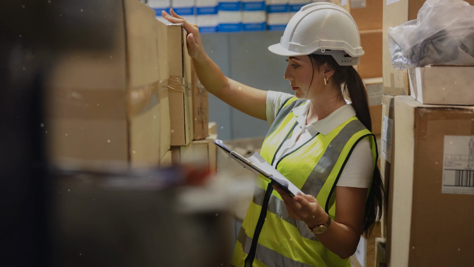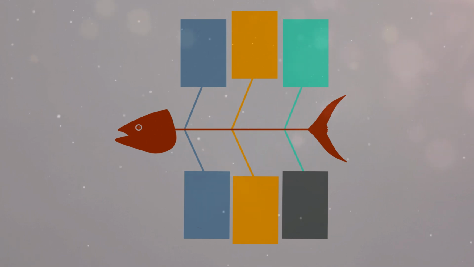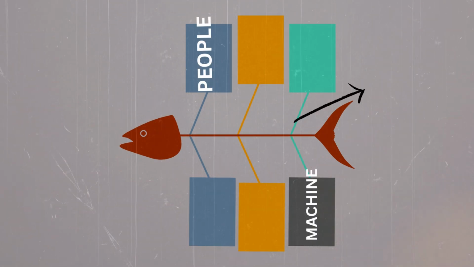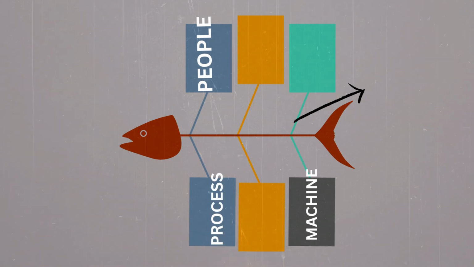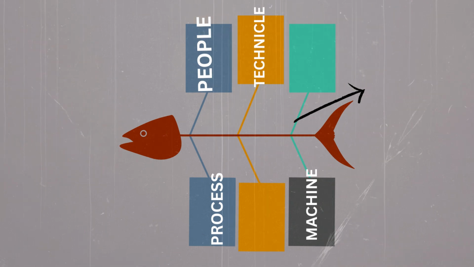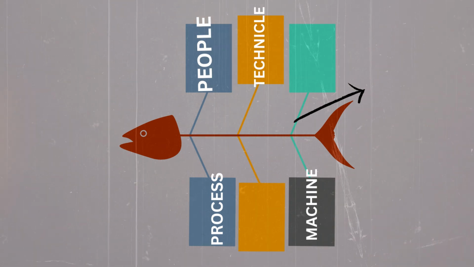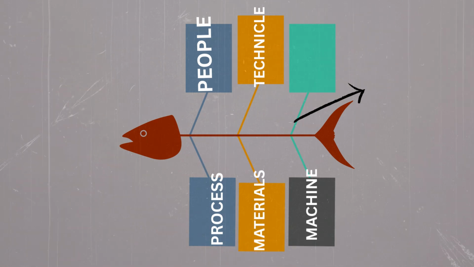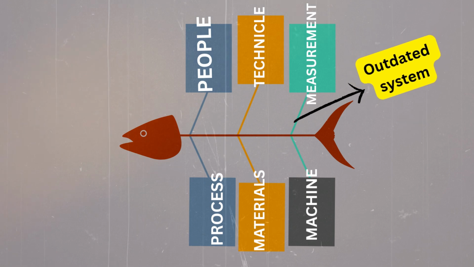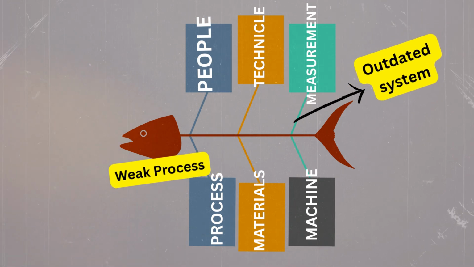Let's assume we have online retail customer complaints. In your fishbone diagram, the problem might be 40% of orders arrive wrong. Now, the causes might be from the people. Maybe the team is understaffed, or process, no barcode scanning, or technical, system syncs only twice a day. It could be materials, missing packing slips, or measurements, no accuracy checks. Now, the root causes identified are outdated systems, weak process, and lack of controls.